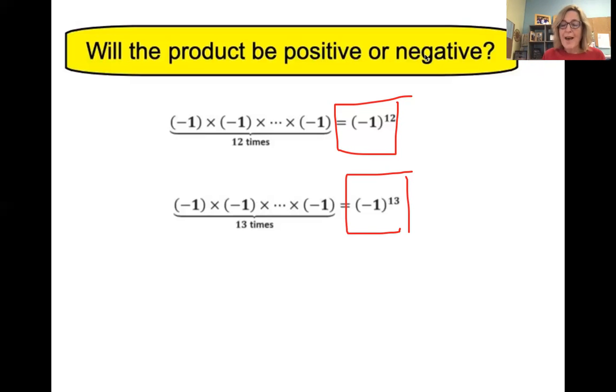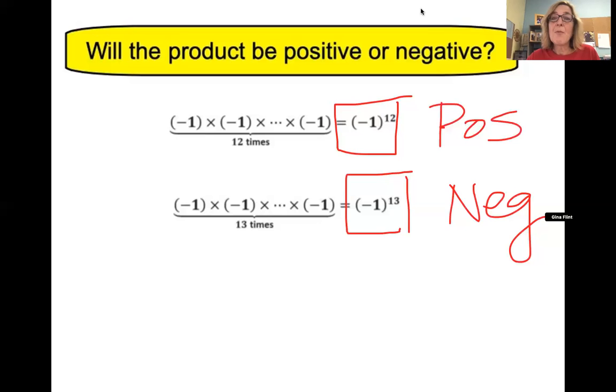Well, anytime you have an even number of negative factors, the result is going to be positive because a negative times a negative is a positive. So if you multiply 2 negatives and get a positive, and then you multiply by a negative again, that would make it negative. So the difference is, if it's an even exponent, it's going to be positive. If it's an odd exponent, it's going to be negative. So you can figure this out without actually doing any multiplication.